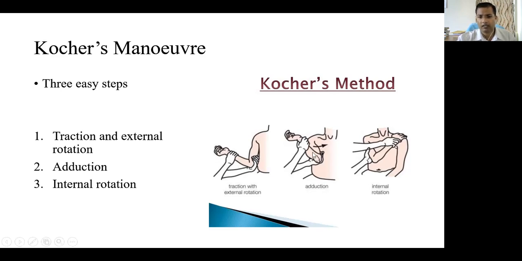And your second step is adduction. It means you have to adduct the shoulder so that this humerus head comes in line with the glenoid cavity. And then the third step is internal rotation, so that the hand of the patient should go on the opposite side of the shoulder of that patient. These are the 3 steps of Kocher's maneuver to reduce this anterior dislocation: traction and external rotation, second adduction, and third internal rotation.